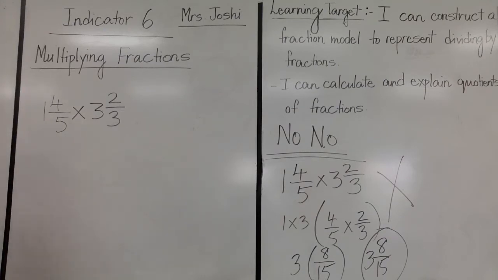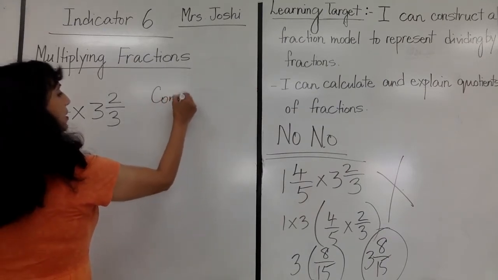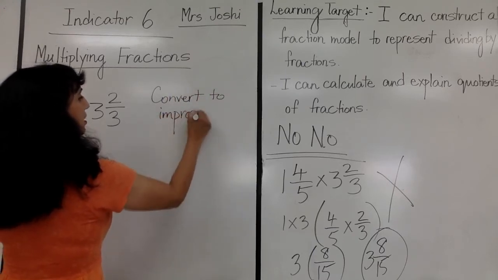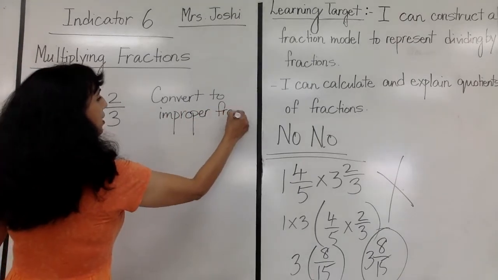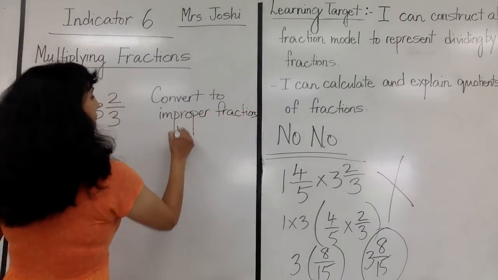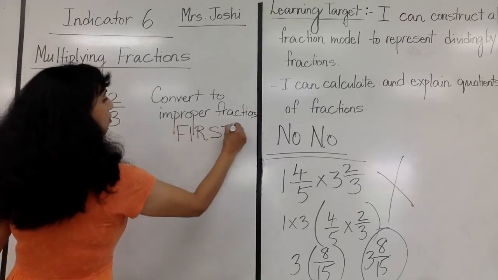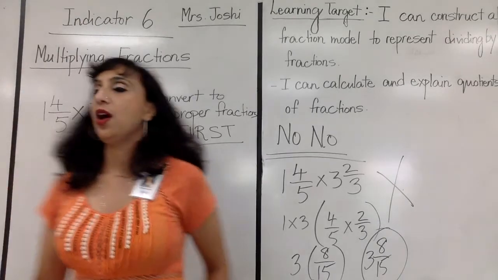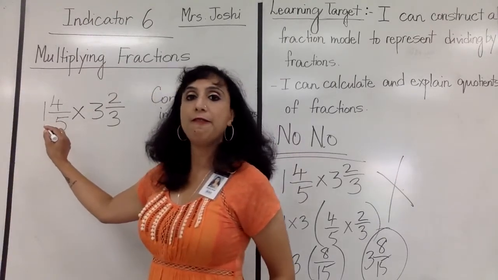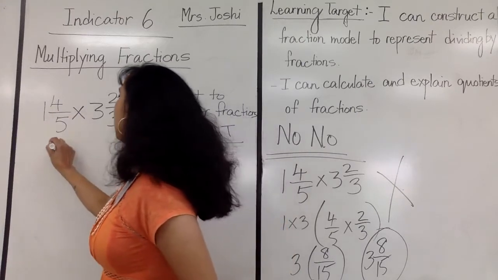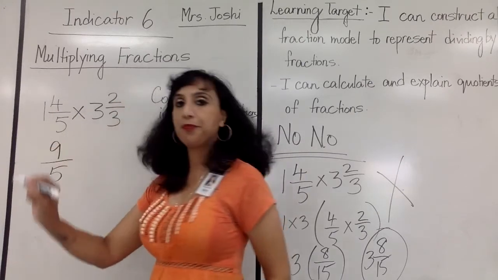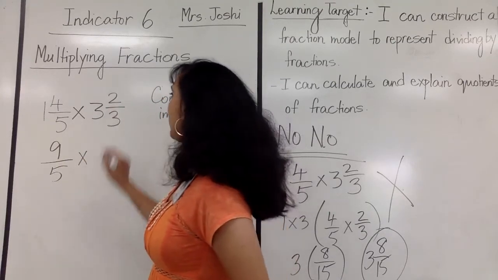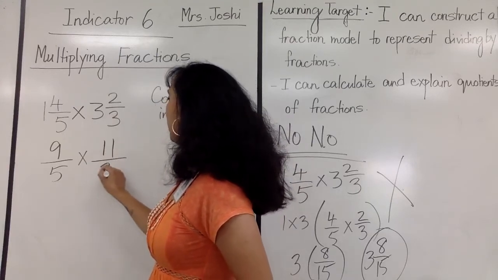The correct way to do it: convert to improper fraction first. Improper fractions first. So that is your first step over here if you have mixed numbers. Okay, so we are going to do 5 times 1 is 5 plus 4 is 9/5 times 3 times 3 is 9 plus 2 is 11/3.